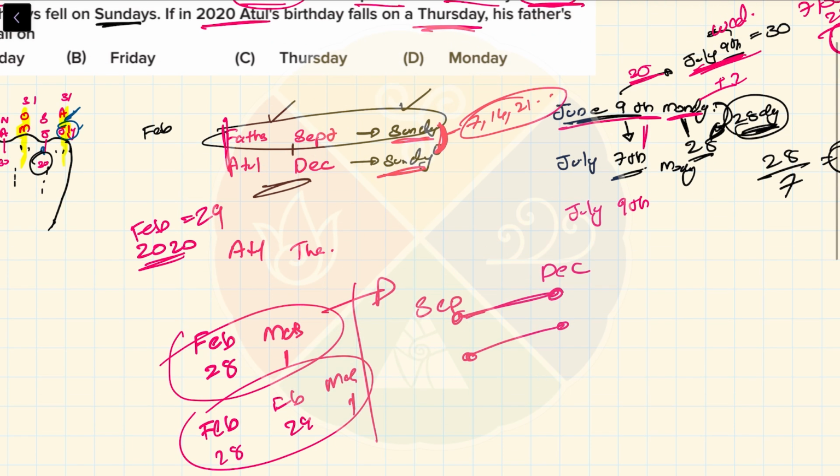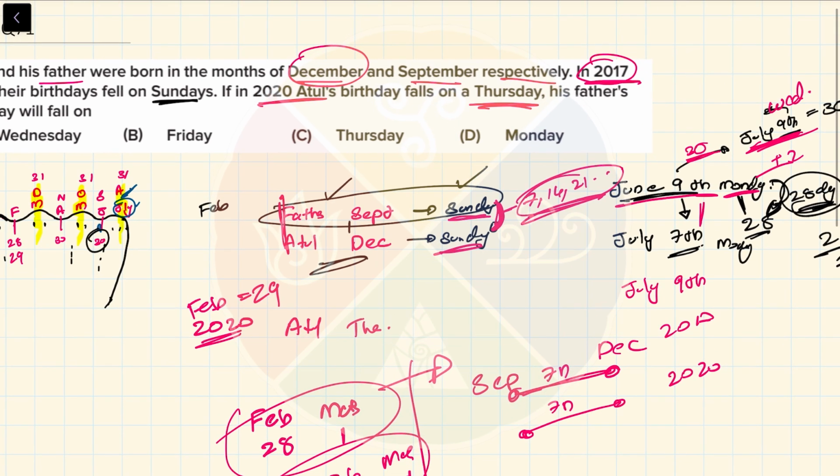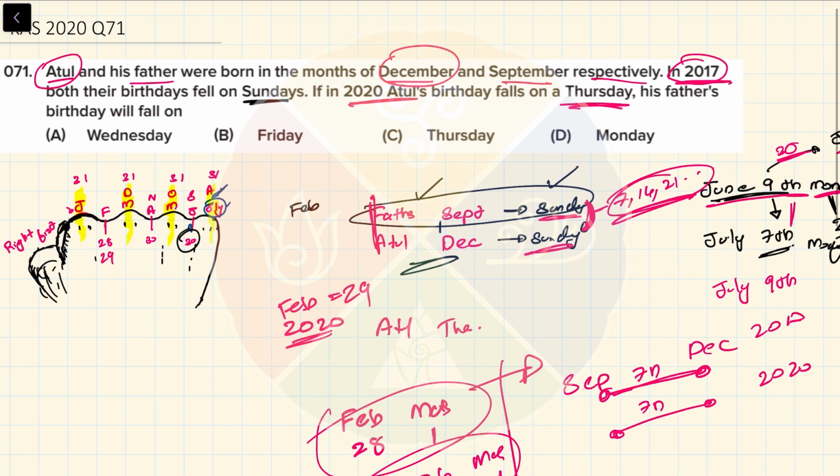So initially we knew that the difference is a multiple of 7 in the year 2017. The same thing is going to happen in the year 2020 also. Basically, Atul's and his father's birthday is always going to be on the same day. Well, that's it. So the answer is Thursday itself.